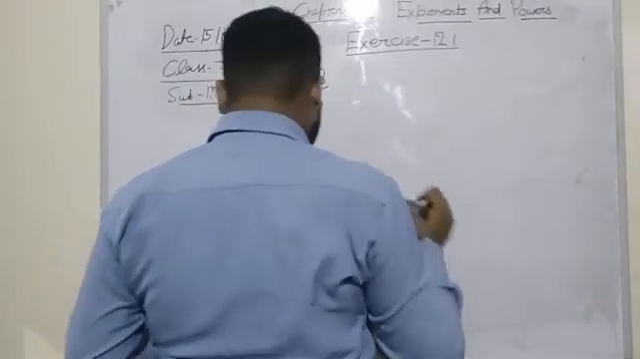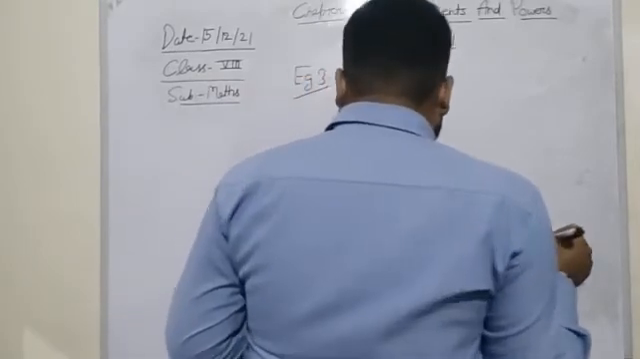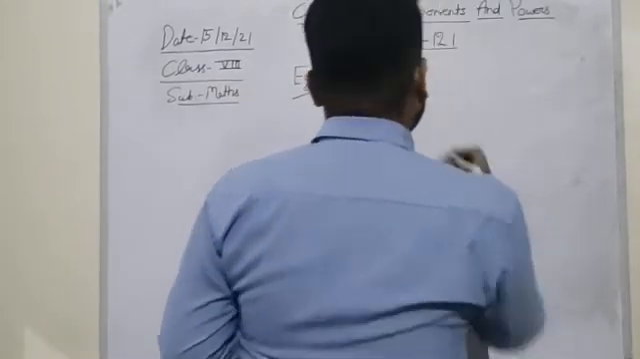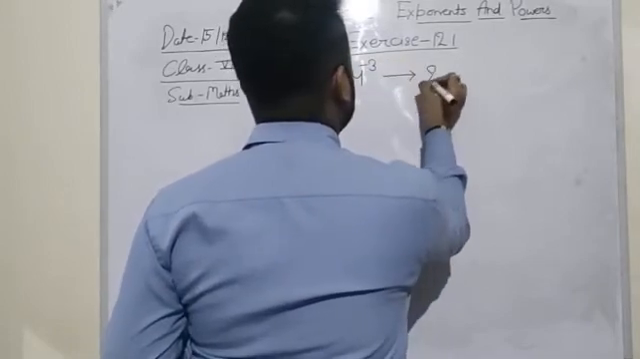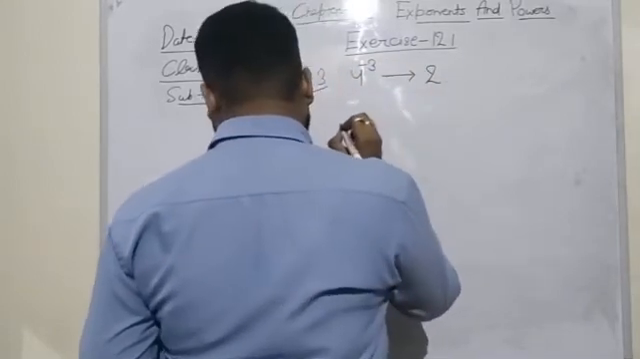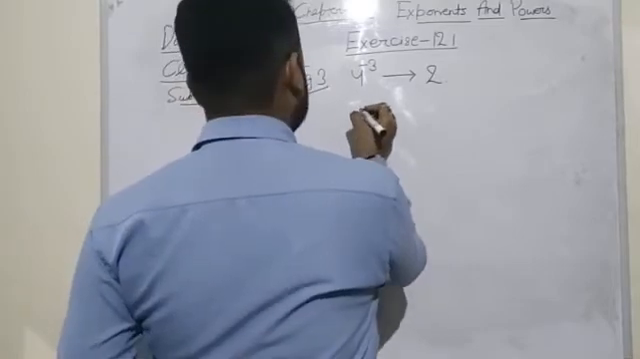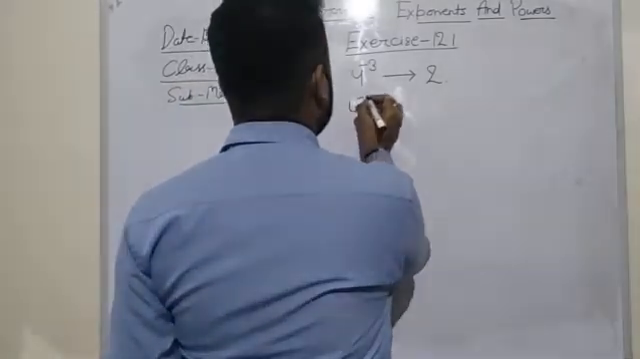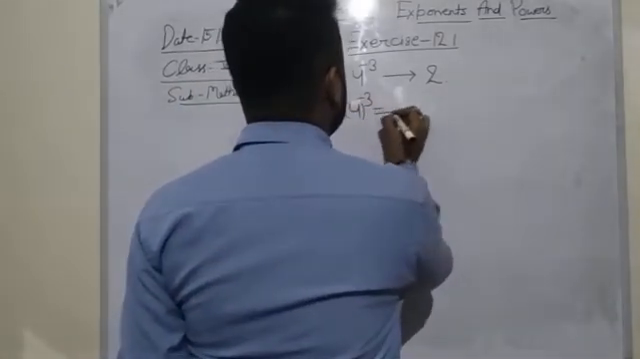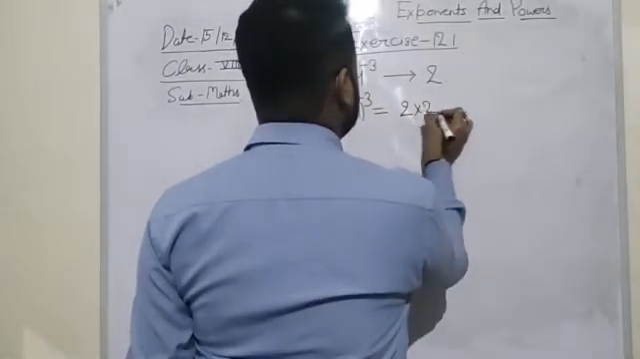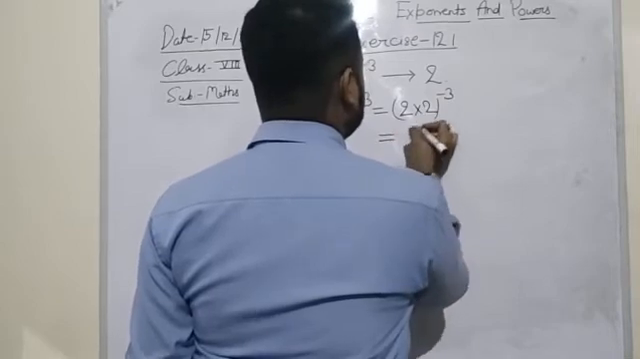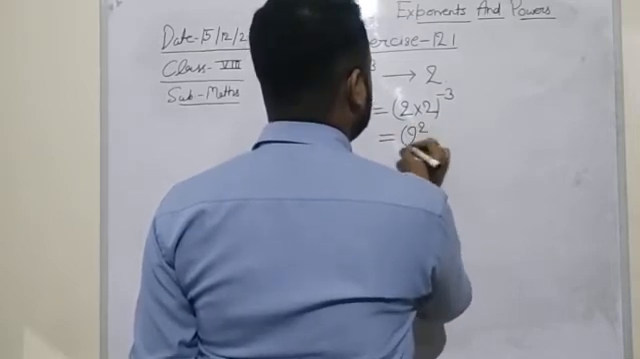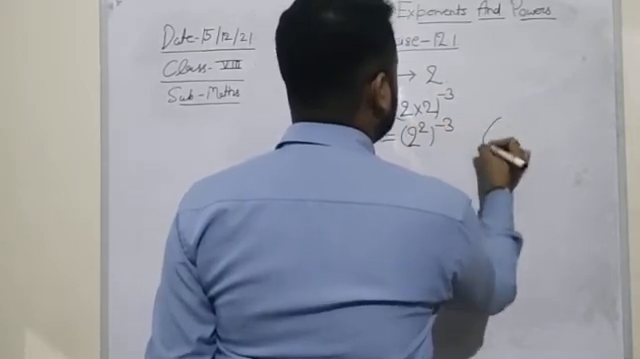Example third. We have to express 4 to the power minus 3 as the power of base 2. So 4 to the power minus 3. 4 can be written as 2 into 2, whole to the power minus 3. 2 into 2 will be 2 to the power 2, whole to the power minus 3.